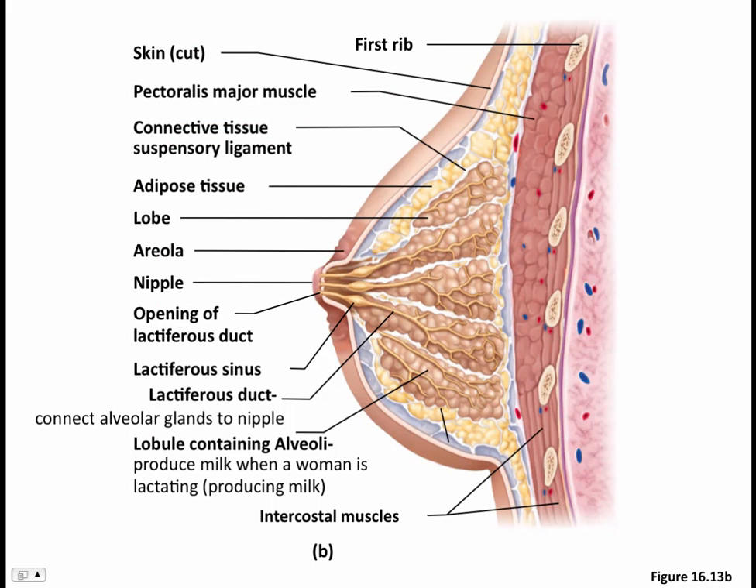Other structures here: alveoli, once again producing all of that milk during lactation, and it's secreted into this lactiferous duct, into the sinus, and then we have the opening of the lactiferous duct within the nipple.